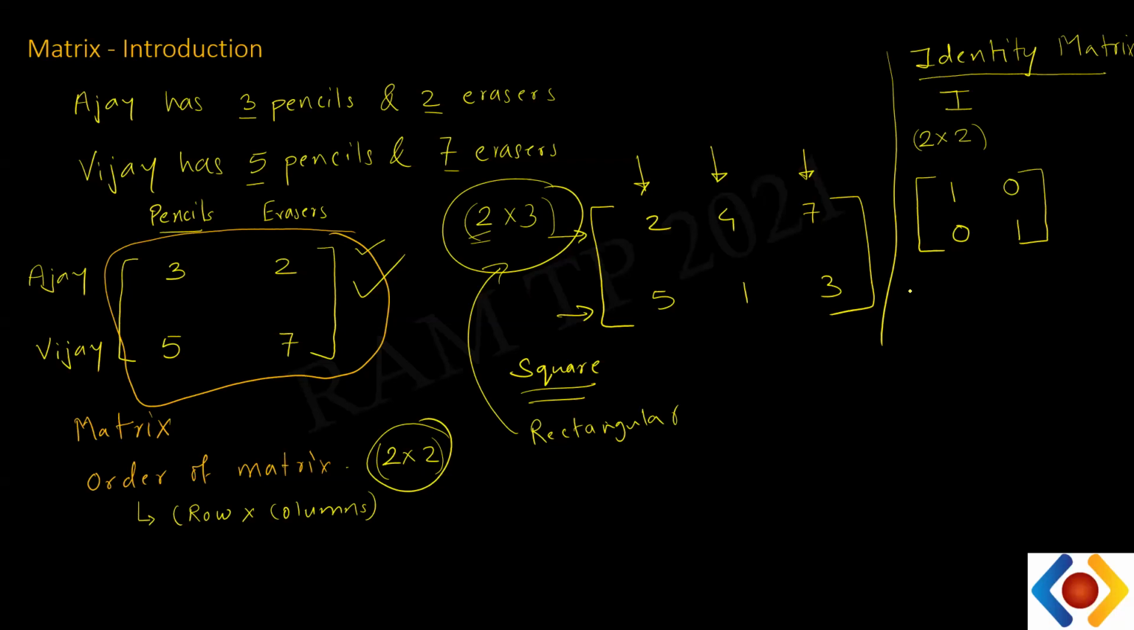Can we consider that 0, 0 is also a diagonal? Yes, but this has been defined like this. You start from left to right. The diagonal that we are considering is from the left top corner to the right bottom corner. If I'm thinking about a 3 by 3 identity matrix, then 1, 1, 1, this diagonal will have 1. All other elements are going to be 0.